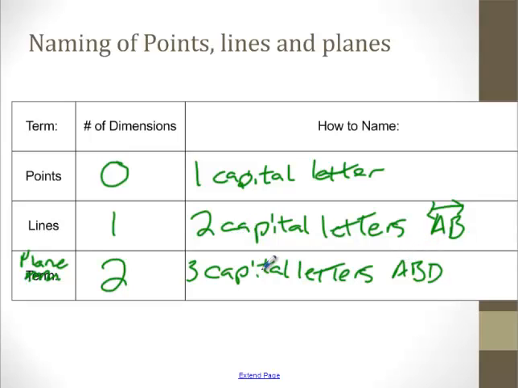Keep in mind that lines and planes, we also were able to do a script letter. So this could be script M or a capital letter, plane M. Alright, so we've got points, lines, and planes, and those are actually the basis of geometry. We will have a second video following up on this for the rest of section 1.1.